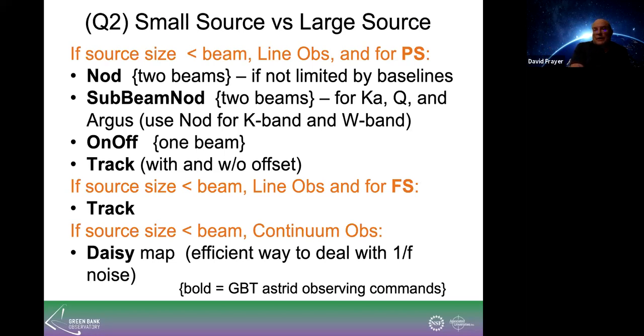We use subbeam nod just for our telescope for Ka band, Q band, and Argus. That works well. If you try to use subbeam nod for K band or W band, it doesn't really work very well. The baselines actually are not improved by that because those beams are too far apart, basically. So subbeam nod works when the two beams are close together at higher frequency. We do that for KAQ and Argus, and none of those are available for you for this workshop. This is just background information.